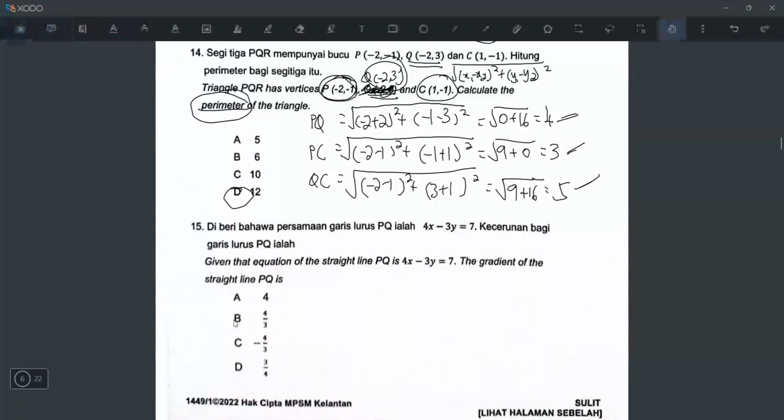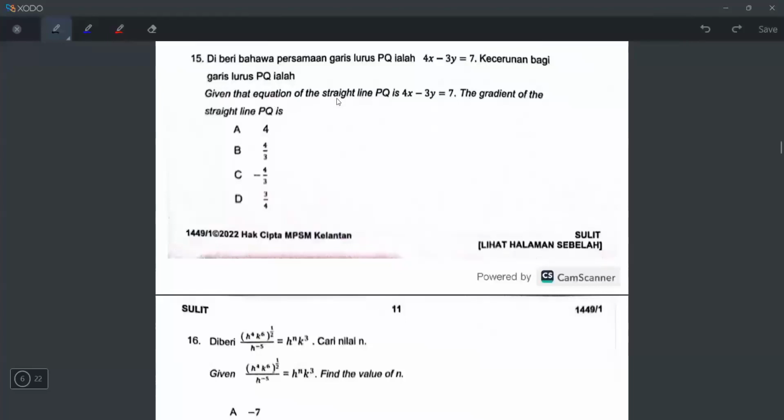12. Okay, let's go. 15. Given that the equation of straight line PQ is this, the moment they give you an equation, it means you can take out the gradient and y-intercept. But let's see what they want. The gradient of straight line PQ is blah blah blah. Okay, so they're asking for the gradient.